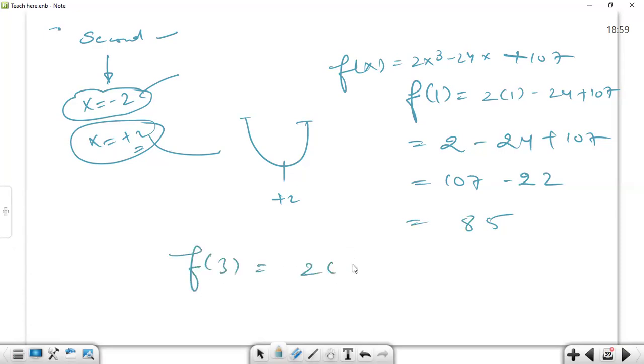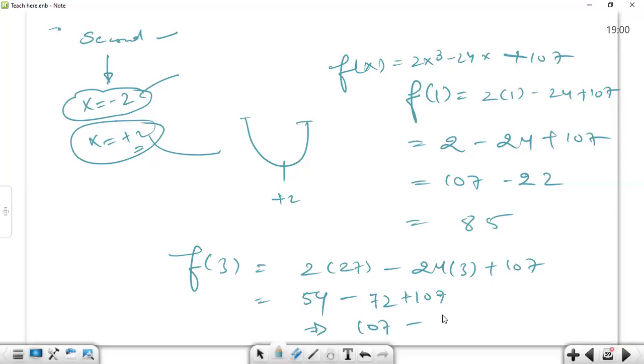2 into 3 cube, which is 27, minus 24 into 3 plus 107. 2 into 27 is 54, minus 72, plus 107. So 107 minus 18. I guess I'm doing it correctly. 107 minus 18 would be what? 89.